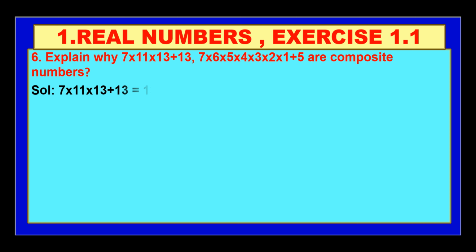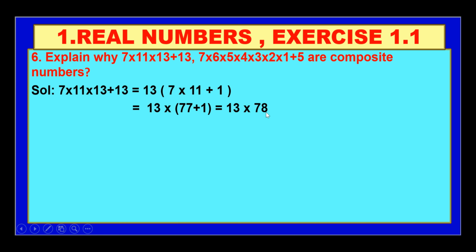7 into 11 into 13 plus 13. You can find 13 in both terms, therefore take 13 common. If we take 13 common, it is in the form of 13 into 7 into 11 plus, and from the other term, 13 into 1, therefore 1 is there. This is equal to 13 into, 7 11s are 77, plus 1, this is 13 into 78. Already if you find the product and if you add 13, it is a big number and it has already 1 as a factor. The same number is a factor.